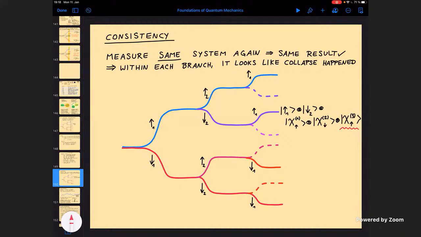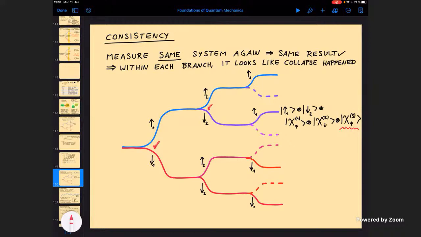And so the situation I've tried to draw here, the idea is that first you measure particle number one, up versus down. Okay, you get your two branches here. And then you measure some other particle two. Okay, that also gives you two branches, no problem. But now you come back and you say, oh, let me take a second look at particle number one. Let's see what happens.